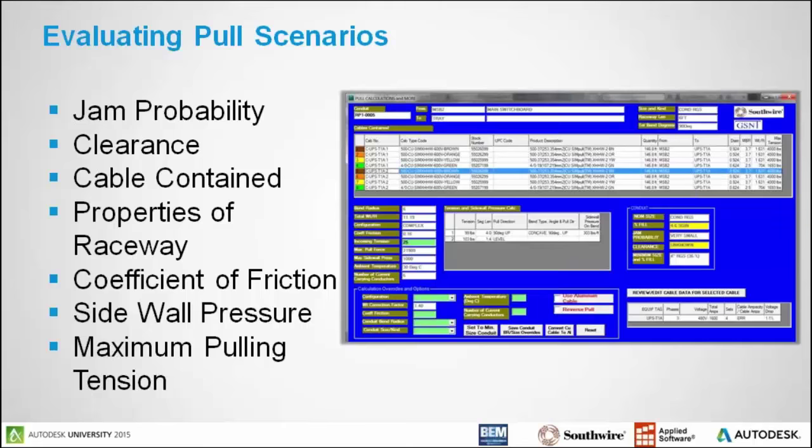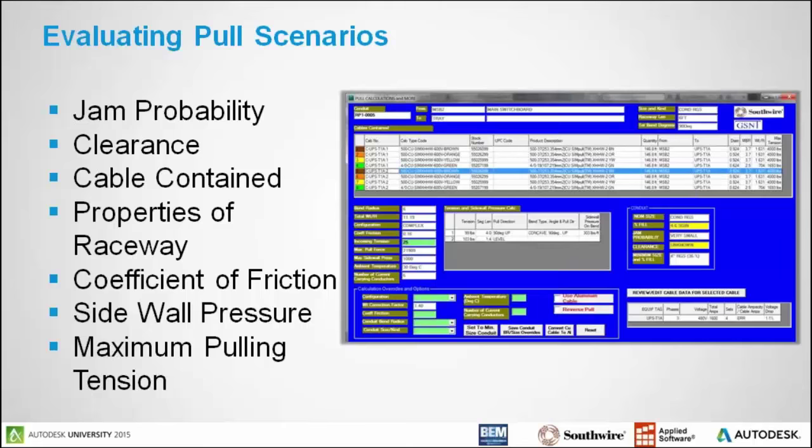Southwire has a product that will calculate the pulling tension through our conduit system. This has been incorporated into the CARS software. So now we can get a report that will evaluate the various pull scenarios.